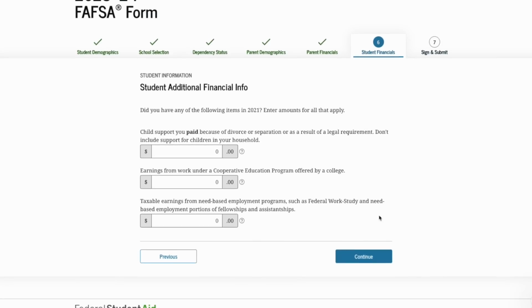The next 3 questions about your income will be very specific cases. The first question will only apply if you paid out child support. The second 2 questions would only apply if you earn money in college. Now, if you're a first-time applicant, you wouldn't have earned money through a cooperative program or other need-based employment programs in college, so these will all be 0.